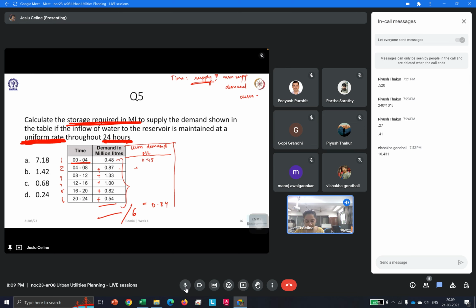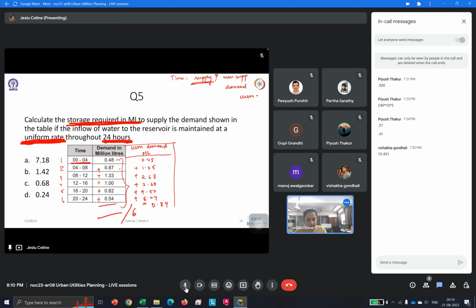So 0.48 plus 0.87 works out to around 1.35. Then 1.35 plus 1.33 would be 2.68. Now plus 1, so 3.68, plus 0.82 would be 4.5, plus 0.54 would be 5.04, right? So we have taken the cumulative demand.